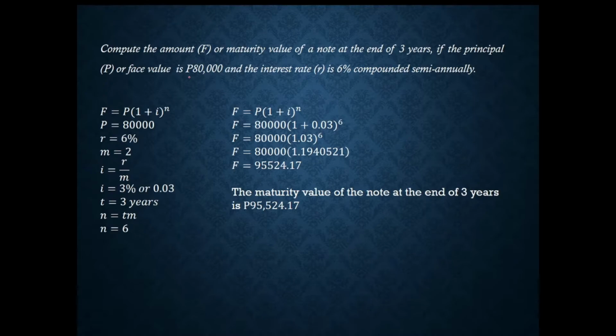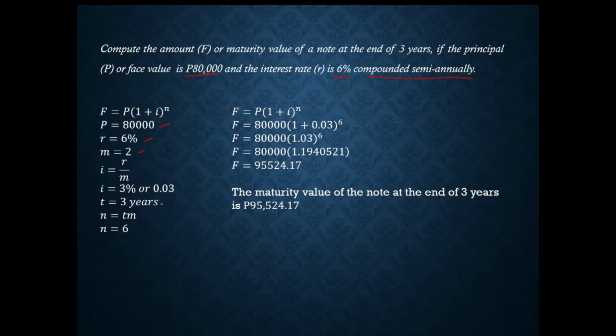So in this case, we could just identify the principal since it's already given as 80,000 pesos. So we list that as P equal to 80,000. Your interest rate, which is R, is 6%. So you also have there 6% for R. The conversion period M could be easily identified since it's stated there it will be compounded semi-annually, so you have there 2. And then to get the value of I, that depends upon R and M, so you just divide 6% by 2, and you'll get 3% or 0.03 in decimal form.